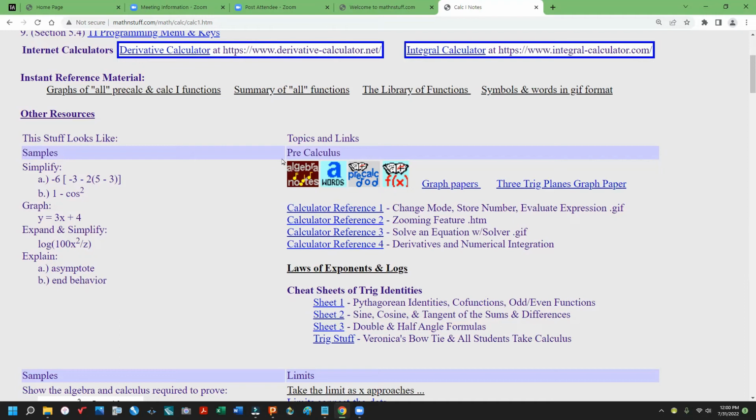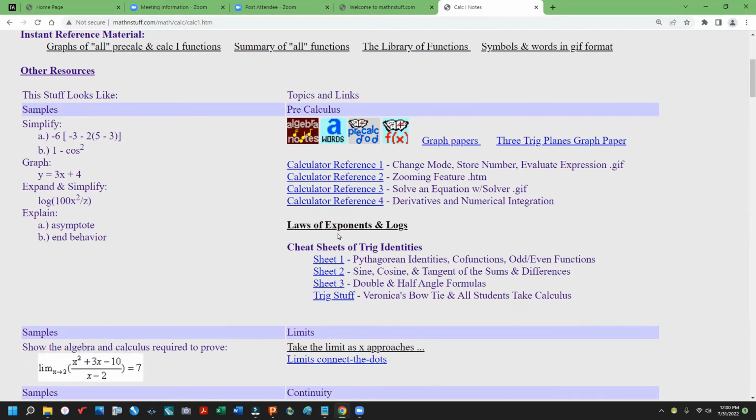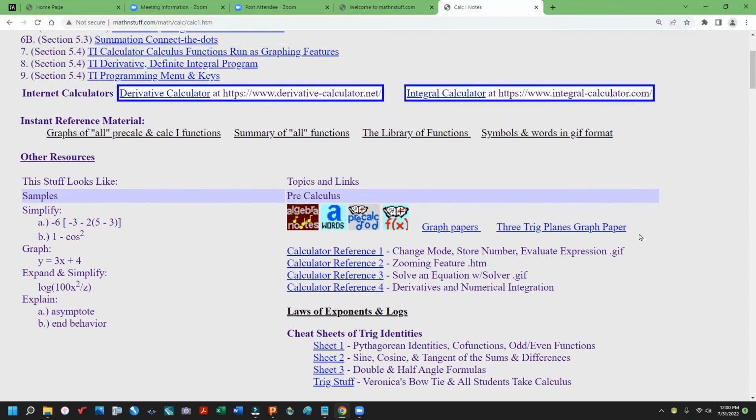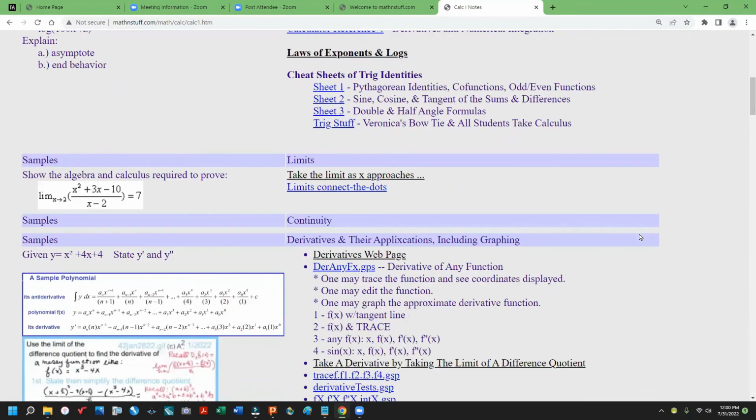Below that, you will find other inside back and front cover calculus material. These are calculator notes. You don't need those now. Laws of exponents you looked at. Cheat sheets of trig identities. What I'm looking for is where I would have my derivatives.